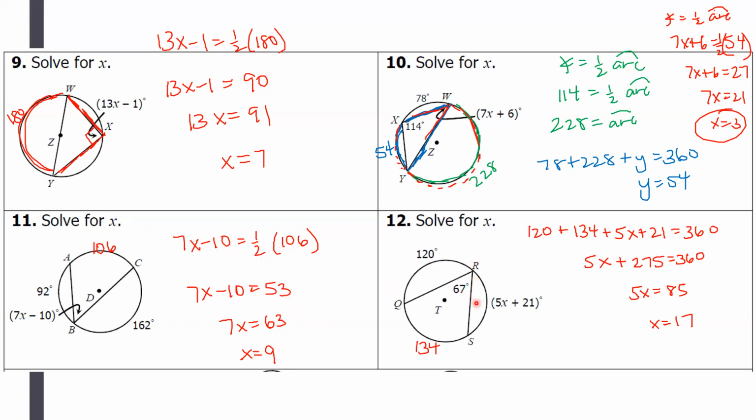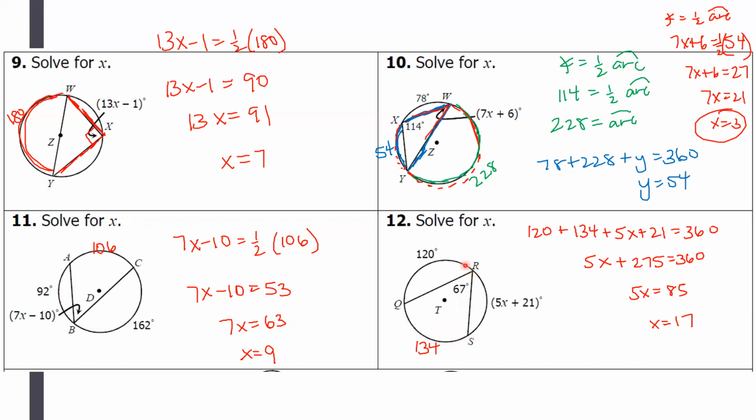Over here, number 12, we needed to solve for x. X was labeling an arc, and I don't even know an angle that makes that arc. But I do know that these three arcs altogether make 360. So if I can find the measure of arc QS, then I can say arc RQ plus arc QS plus arc SR has to add up to 360. And I know the measure of angle R here. The angle is half of the arc inside of it. So 67 times 2 tells me the measure of arc QS, 134.